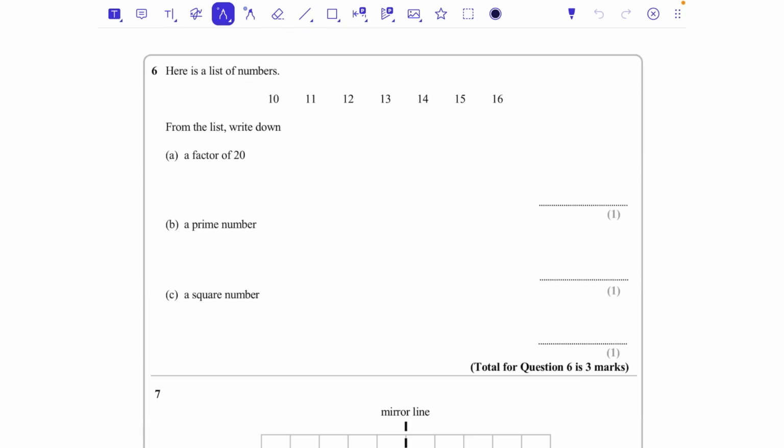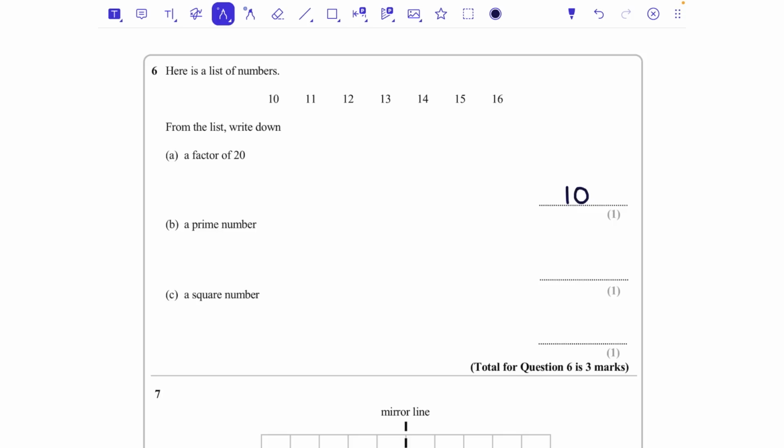Question number 6. Here is a list of numbers. We've got 10, 11, 12, 13, 14, 15, 16. From the list, write down a factor of 20. So factors are numbers that fit in an exact number of times. A factor of 20 here is going to be 10, because 10 fits into 20 2 whole times. So 20 is in the 10 times table, 10 fits into 20, it's a factor of 20.